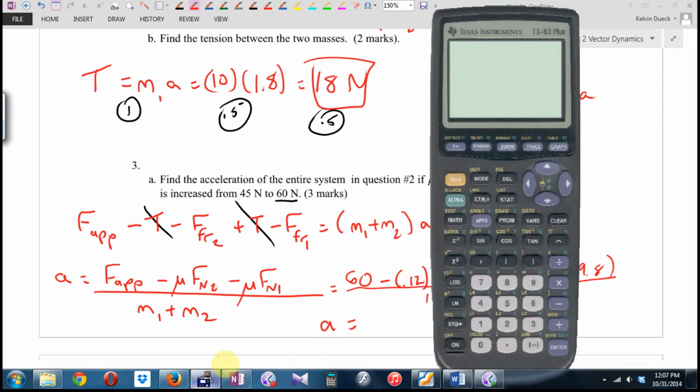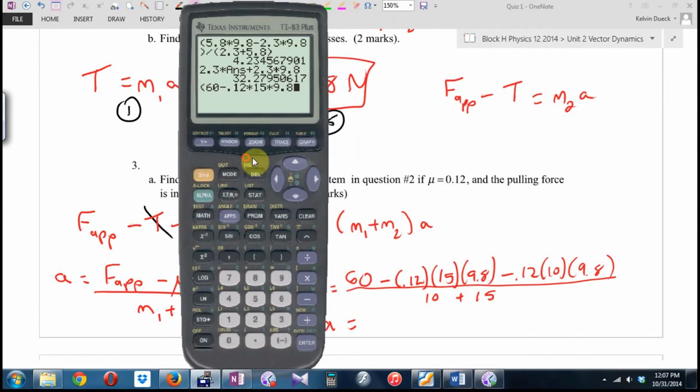How big is the acceleration going to be? Bracket 60 minus 0.12 times 15 times 9.8 minus 0.12 times 10 times 9.8, close bracket, divided by, open bracket, 10 plus 15, close bracket. Do you get 1.22? 1.22? Is that right?